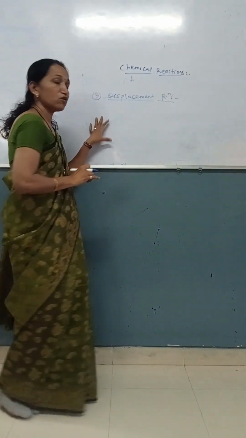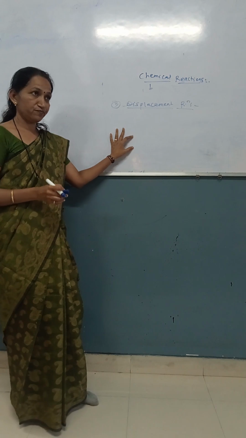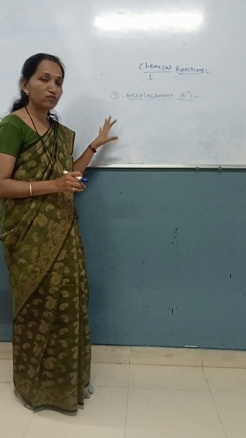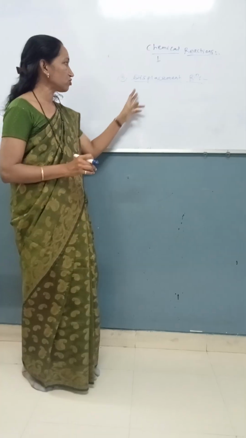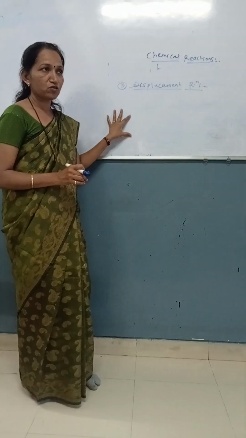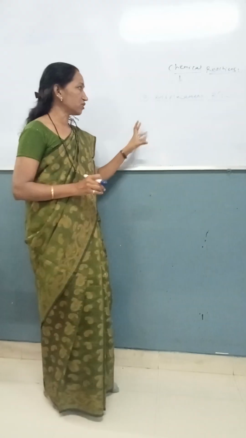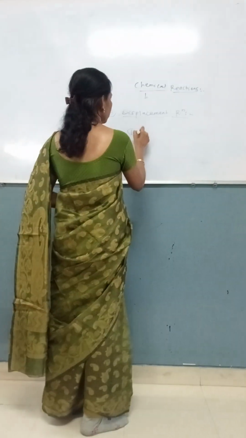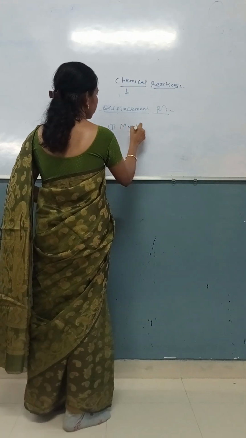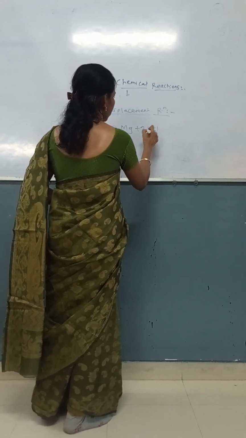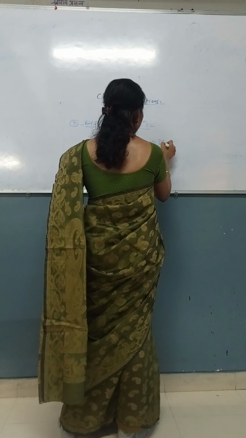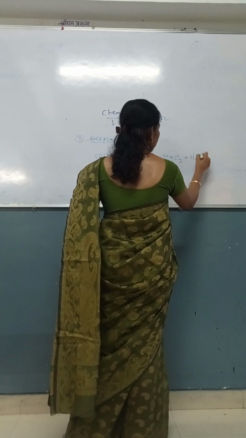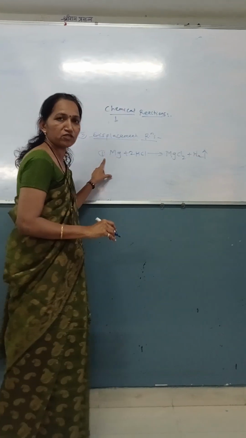A displacement reaction occurs when highly reactive metals displace less reactive elements. This is the definition of a displacement reaction. So, which are the examples of displacement reaction? First is Mg, which reacts with 2HCl, forming MgCl2, and hydrogen is also released in this reaction. That is a displacement reaction.